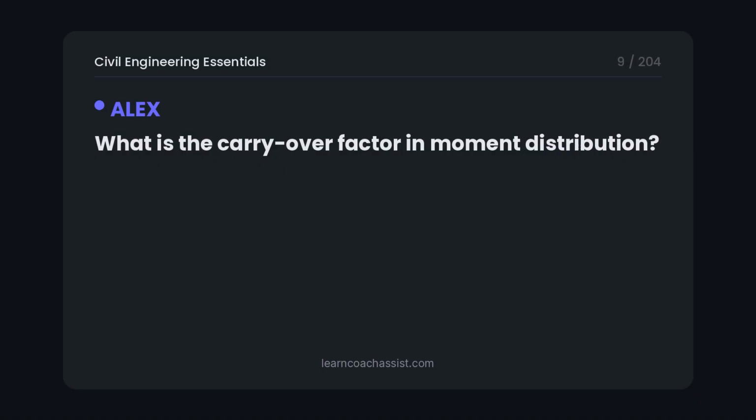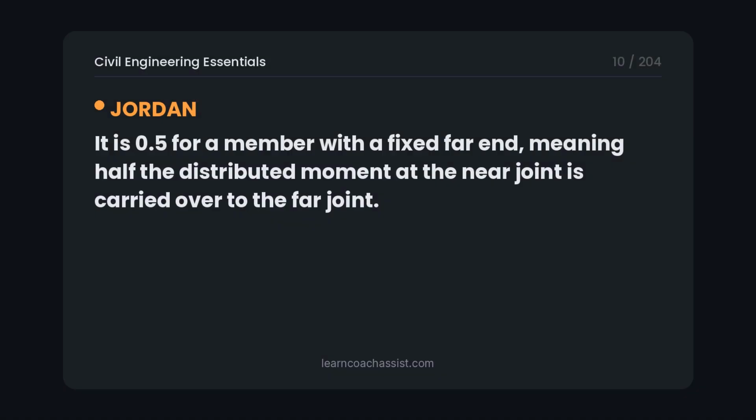What is the carryover factor in moment distribution? It is 0.5 for a member with a fixed far end, meaning half the distributed moment at the near joint is carried over to the far joint.